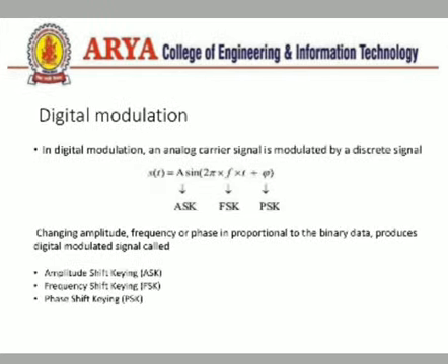Coming to the digital modulation. In digital modulation, an analog carrier signal is modulated by a discrete signal. For example, s(t) equals A sin(2 pi f t plus phi). A for ASK, f for FSK and phi for PSK. Changing amplitude, frequency or phase in proportion to the binary data produces digital modulated signals called amplitude shift keying, frequency shift keying and phase shift keying.